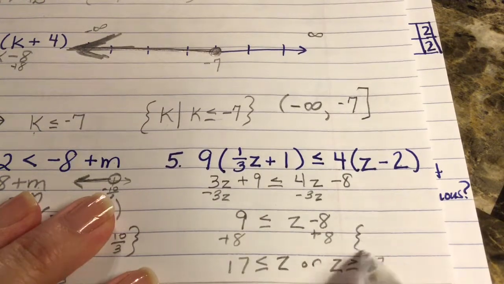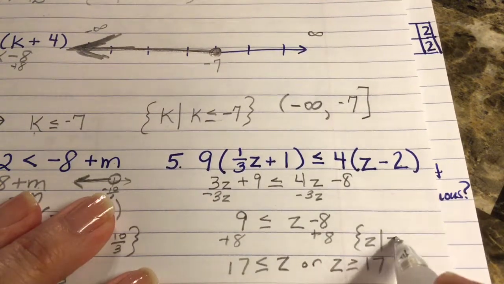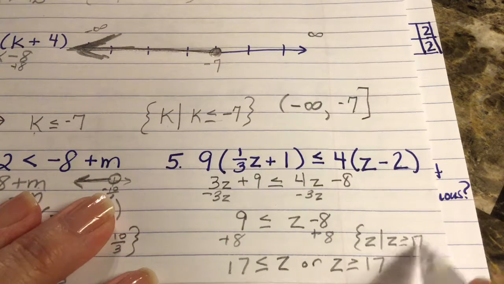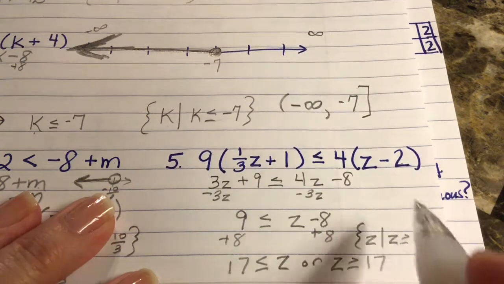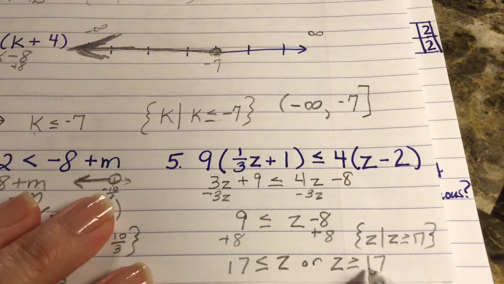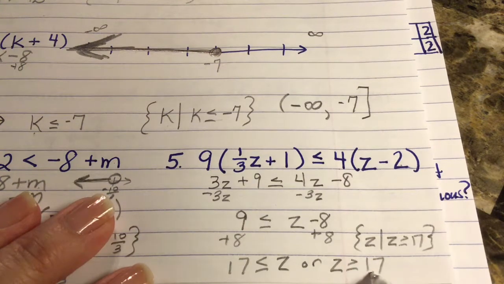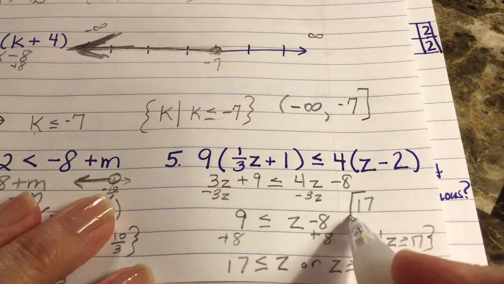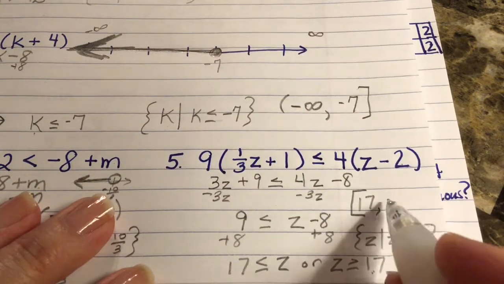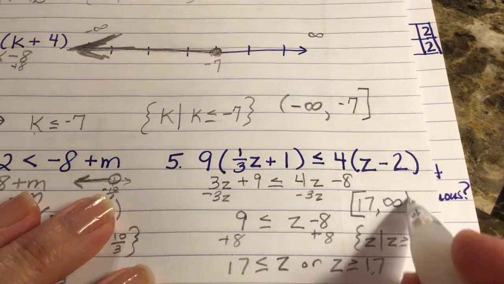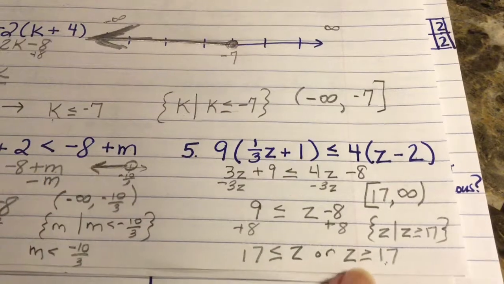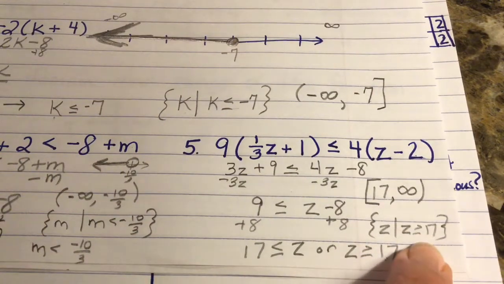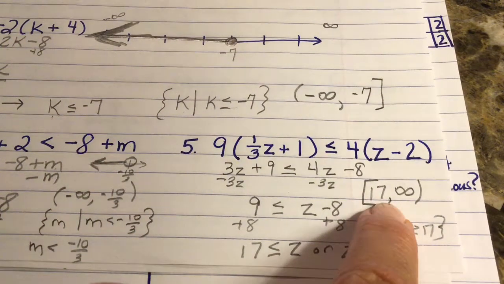Set builder notation, z such that z is greater than or equal to 17. Interval notation, I would start at 17 on my number line because it's greater than or equal to. 17 is included, and it's being shaded forever to infinity. So my solution, set builder notation, interval notation.